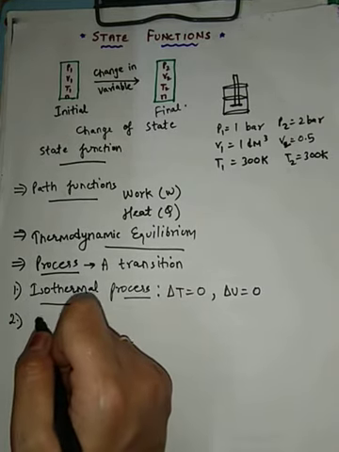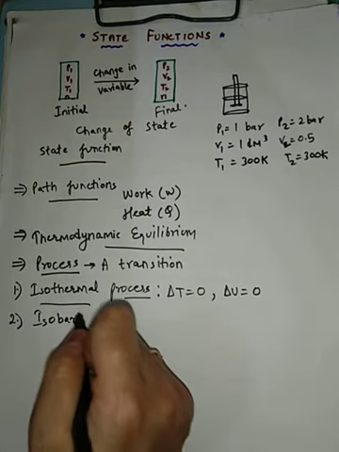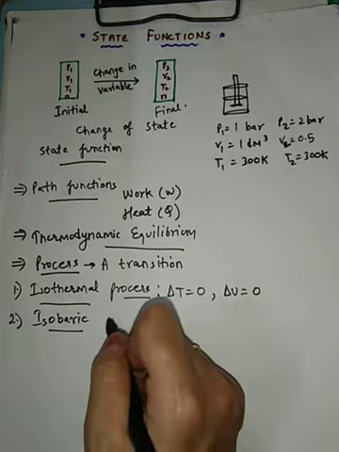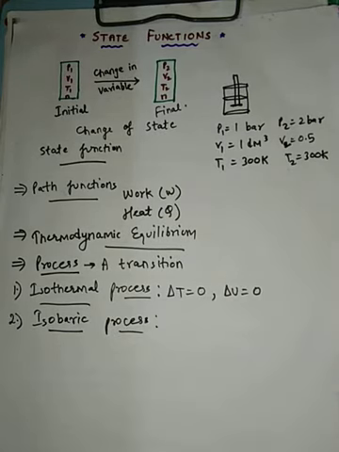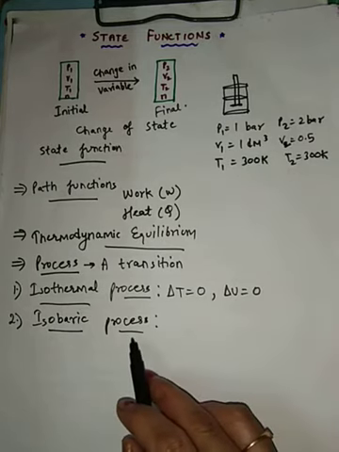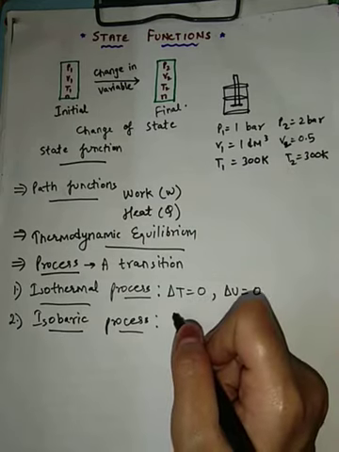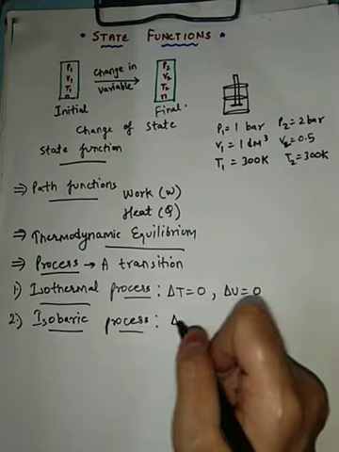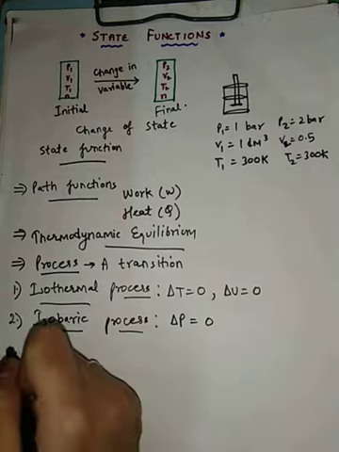Next important process is called isobaric process. Now this baric word comes from bar, which is the unit of measuring pressure. So you must have got what an isobaric process is, a process where the pressure does not change, where the pressure is maintained constant throughout the transformation, and hence delta P is equal to 0. Such a process is called isobaric process.